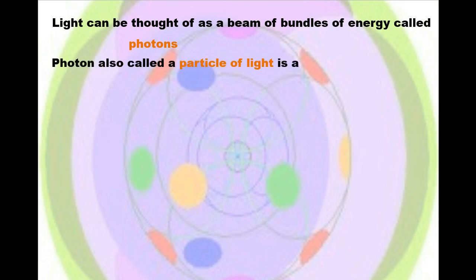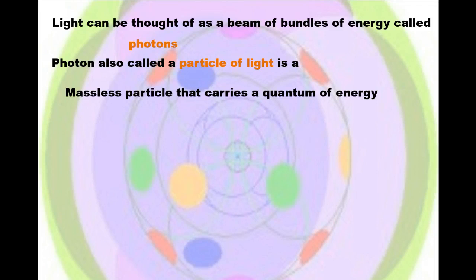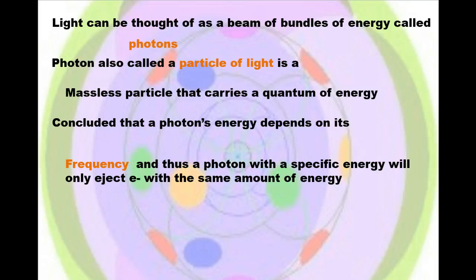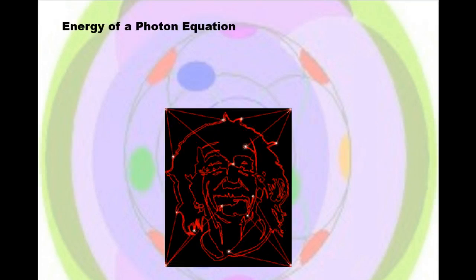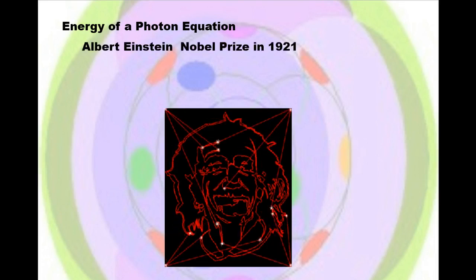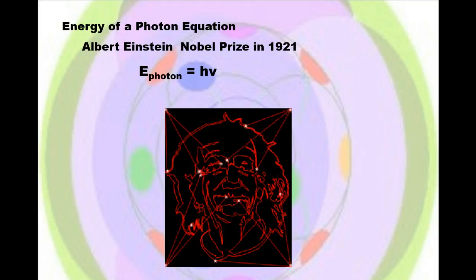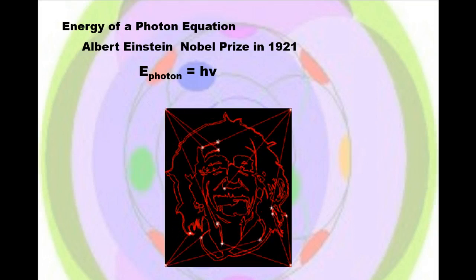A photon, also called a particle of light, is a massless particle that carries a quantum of energy. So you have a photon of energy, a particle of energy. He concluded that a photon's energy depends on its frequency, and thus a photon with a specific energy will only eject electrons with the same amount of energy. The energy of a photon equation is something that Albert Einstein won a Nobel Prize for in 1921, and the energy of a photon is equal to Planck's constant times the frequency. And we're going to use that equation to solve the next couple of problems.